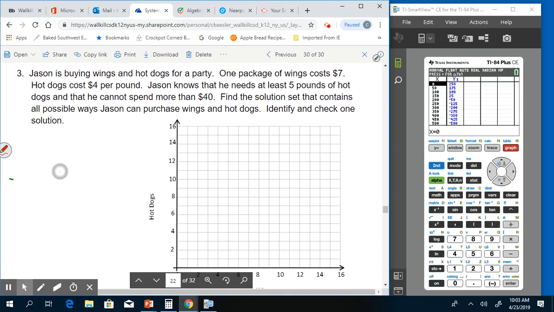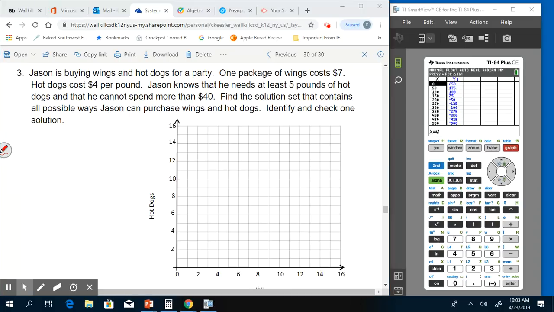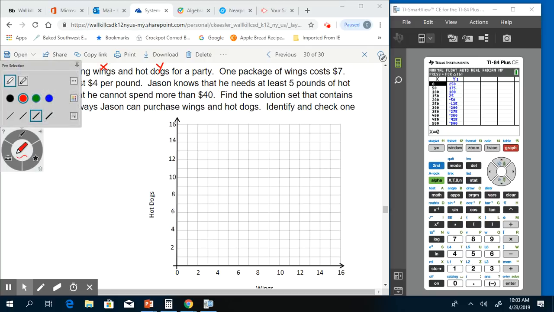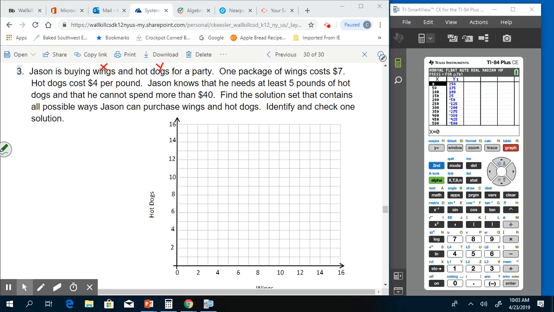Okay, for number 3, we have Jason is buying wings and hot dogs for a party. So if you're looking at the graph, we know that wings are going to be our X and hot dogs are going to be our Y. One package of wings costs $7 and hot dogs cost $4 per pound. Jason knows that he needs at least 5 pounds of hot dogs. So hot dogs are our Y, so we know that has to be at least or greater than or equal to 5. So we can start by drawing that line.